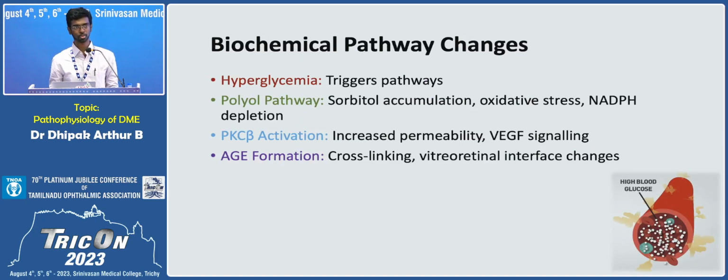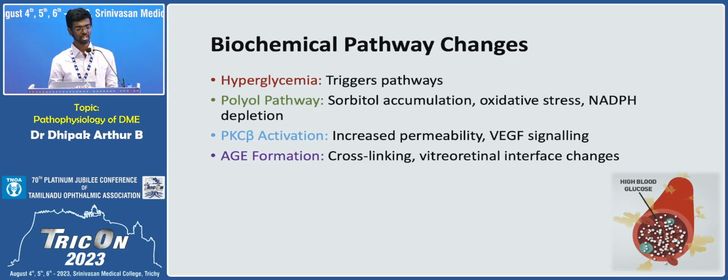What are the different biochemical changes that happen? The ultimate factor, the culprit here, is hyperglycemia. We have increased sugar levels, so several cycles get activated. These are cycles which do not normally happen to an extensive level in a normal physiological state. But when there is hyperglycemia, these pathways get activated, like the polyol pathway, which leads to sorbitol accumulation, and NADPH gets depleted, which is a very good antioxidant.